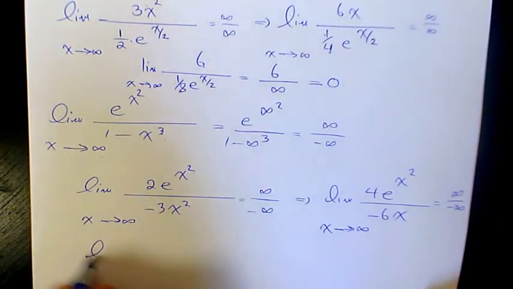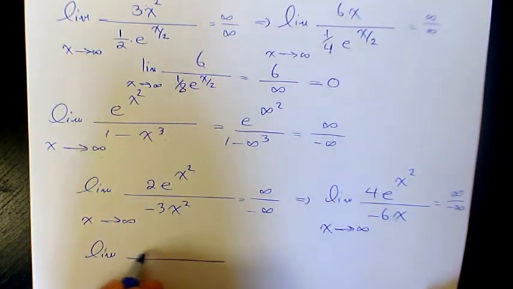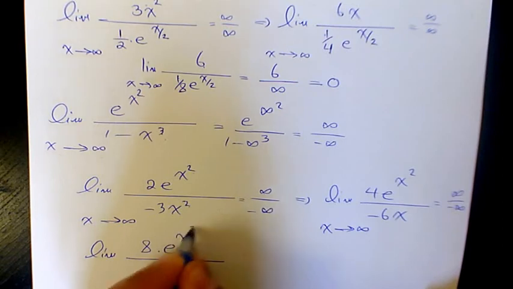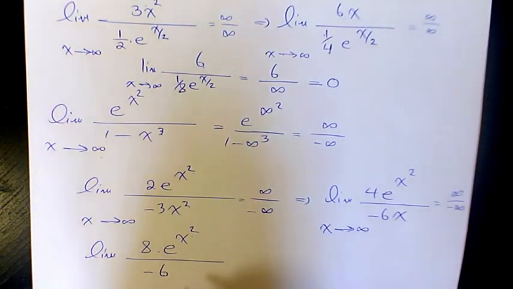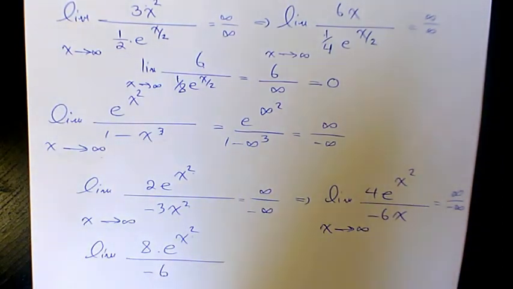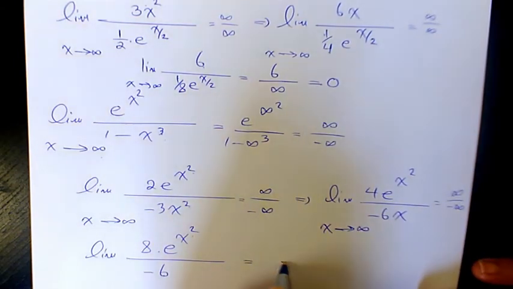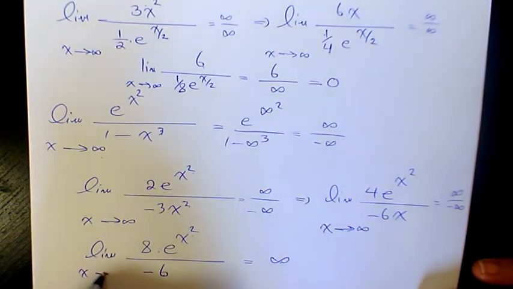The derivative of the numerator is 8 times e to the power of x squared, divided by negative 6, which is going to be equal to infinity when x is approaching infinity.